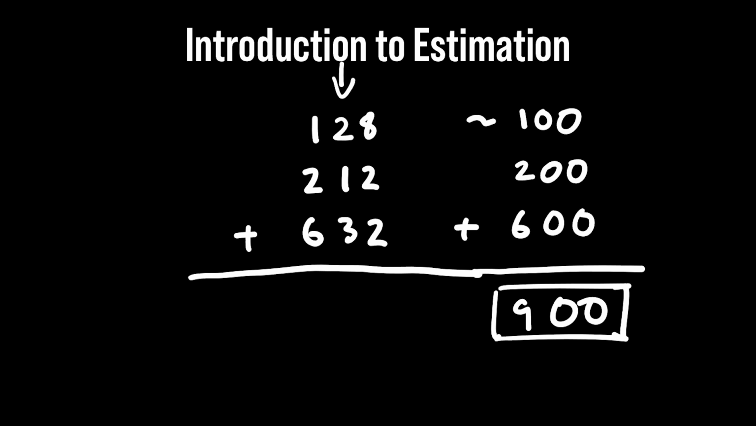One thing to note is that I rounded from the hundredths place. You can round from any place, but I chose the hundredths here. What this means is that, as you know, this is the hundredths place. It's the first column. And I rounded based on the nearest hundred. 128, the closest hundredth place, is 100. 212 is 200. And 632 is 600.